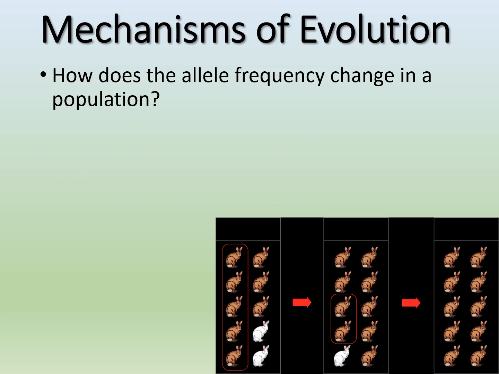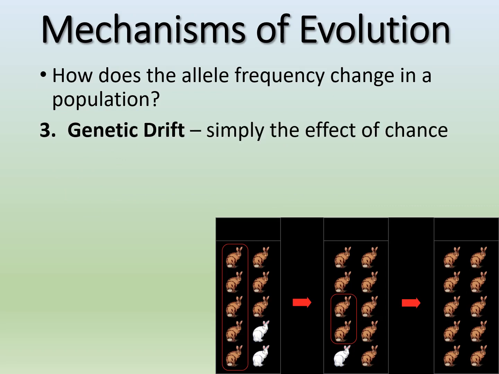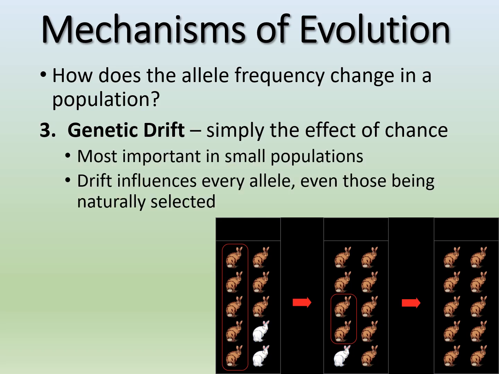So another way we can change the allele frequency is genetic drift. And genetic drift is just the simple effect of chance. This is really the most important in smaller populations, but drift influences every allele, even the ones being naturally selected. For example, down here we have a small population of rabbits. We have some brown rabbits and some white rabbits, which is our variation, and say only the left half of the rabbits are going to breed, just by chance.